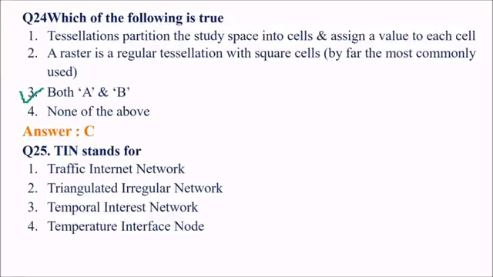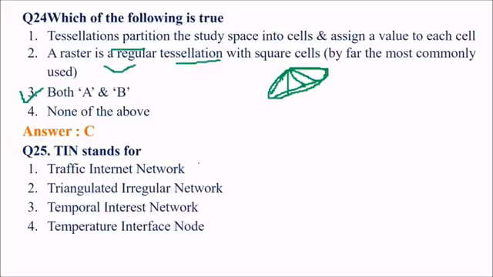Tessellation partitions the study space into cells and assigns a value to each cell. You know, a tessellation means you have triangles, right? These two triangles. You increase the tessellation, you make more triangles. You decrease the tessellation, you make one triangle out of it. So you are actually doing what has been said. A raster is a regular tessellation with square cells. Yes, this is also correct. So both A and B are true.